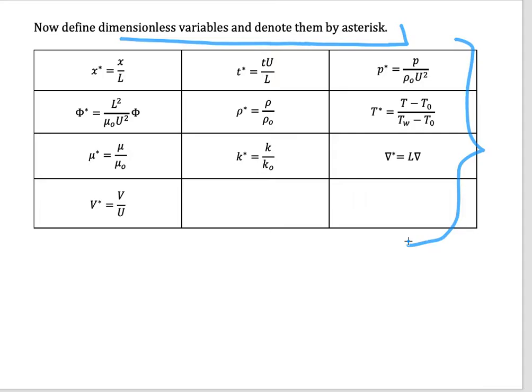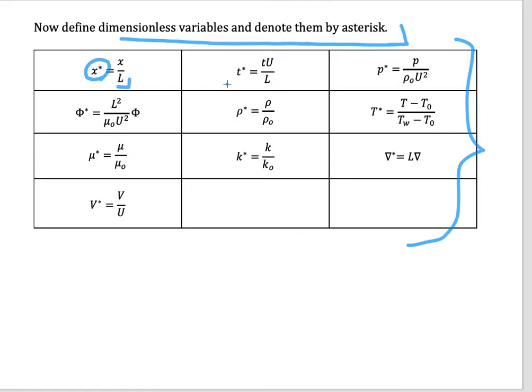So that means if you divide the value of length by the reference length, the unit will be cancelled off. So there is no unit anymore, and it becomes a dimensionless parameter. Normally, for example, if we have length x and we divide by the reference length L, we get x star. So x star is now just a number without any dimension.